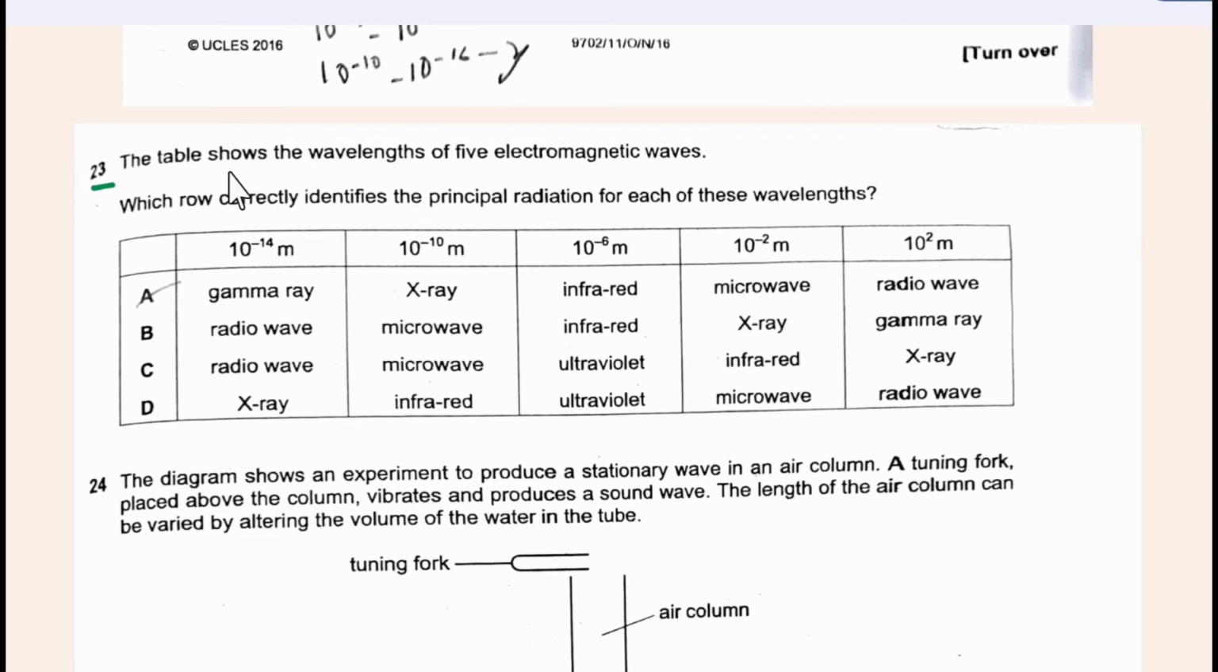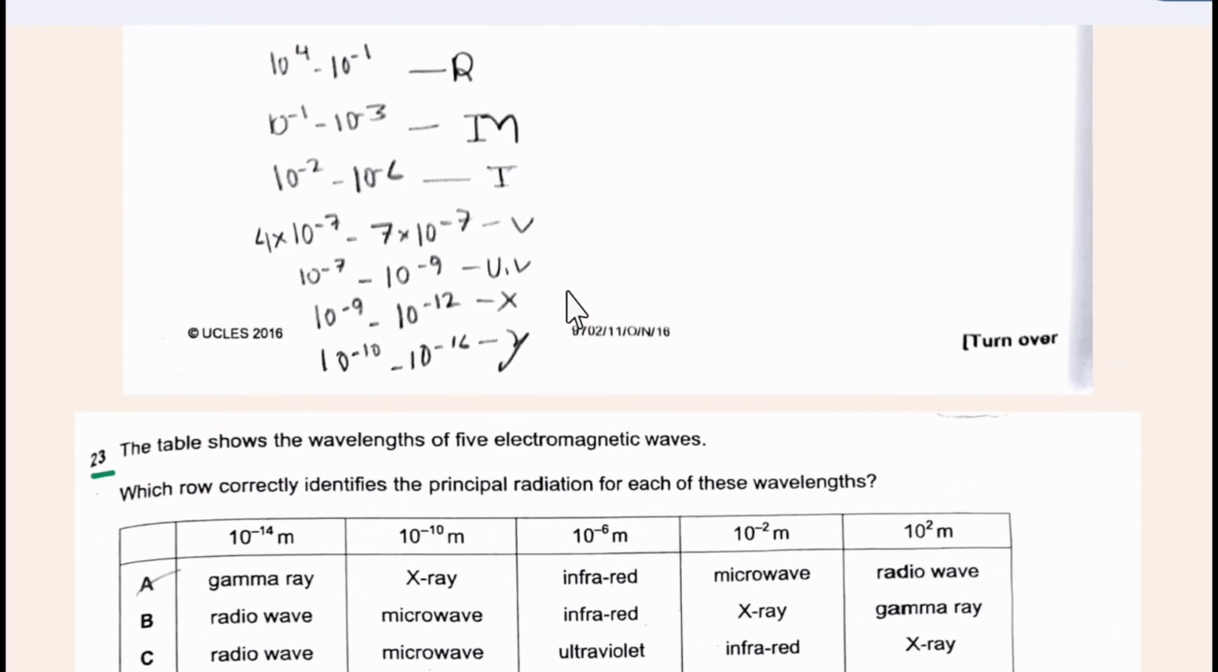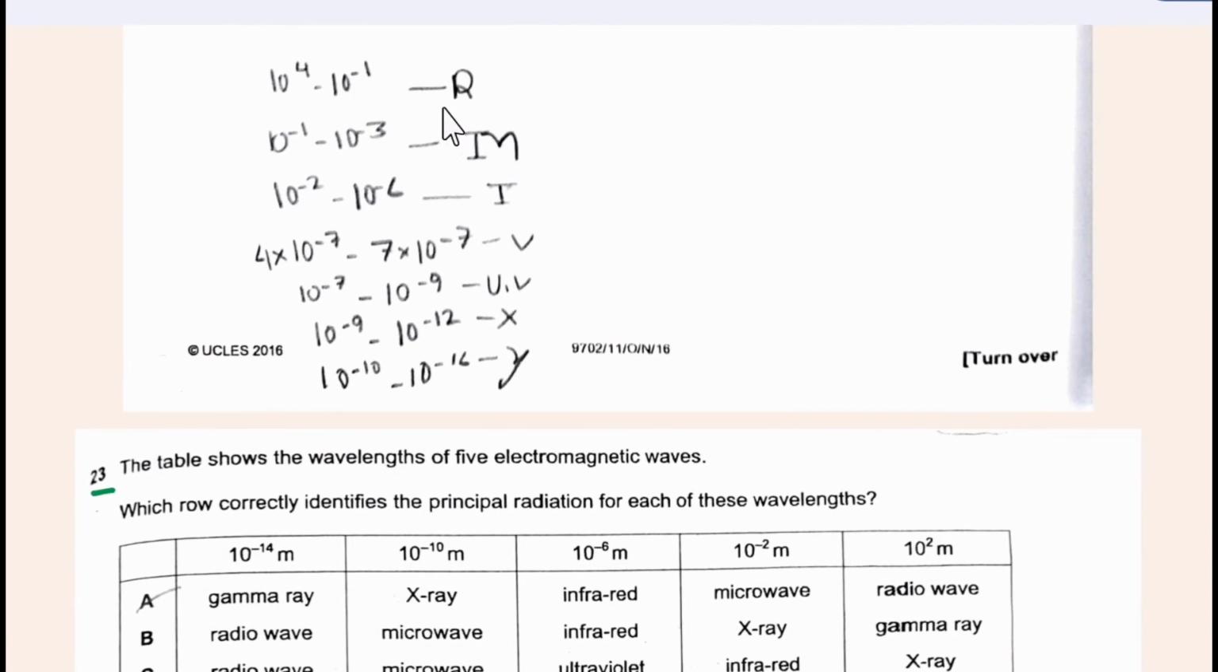Question number 23. The table shows the wavelength of 5 electromagnetic waves. Which row correctly identifies the principal radiation for each of these wavelengths? So what are the wavelengths? You must remember these values: for radio waves the wavelength is 10 to the power 4 to negative 1, for microwaves negative 1 to negative 3, negative 2 to negative 6, then 4 into 10 to the power negative 7 to 7 into 10 to the power negative 7, then 10 to the power negative 7 to negative 9, negative 9 to negative 12, and negative 10 to negative 16.